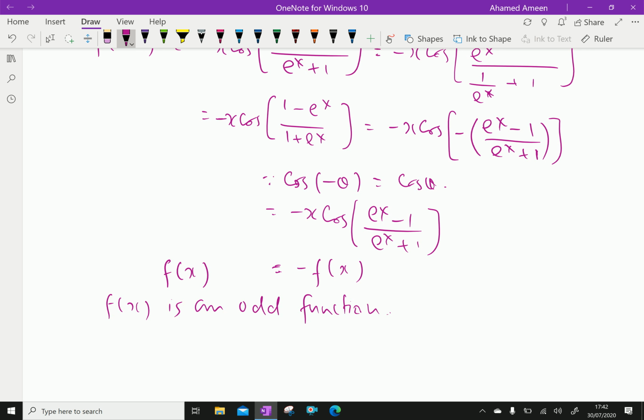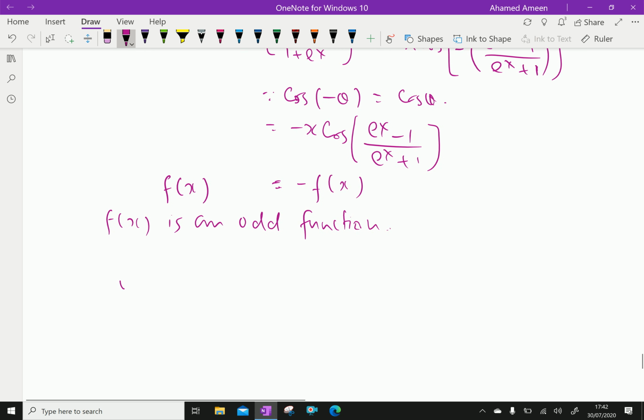Therefore we can say integral from minus 5 to 5 of x cos of (e power x minus 1 over e power x plus 1) dx equals 0, because the integral of an odd function from negative minus 5 to positive 5 is 0. Then the second question.